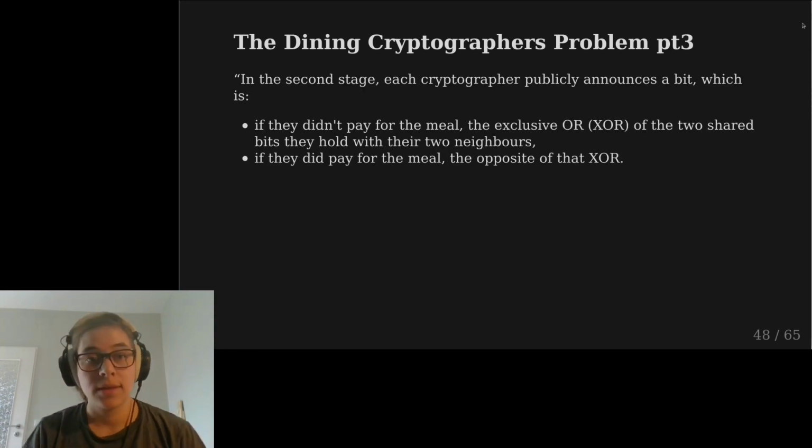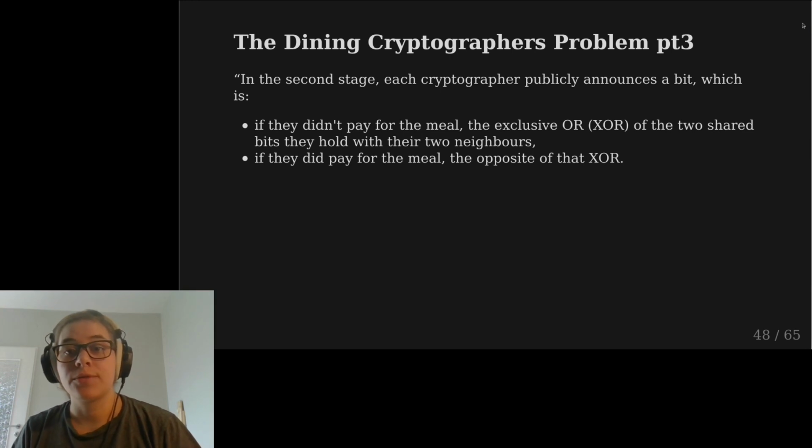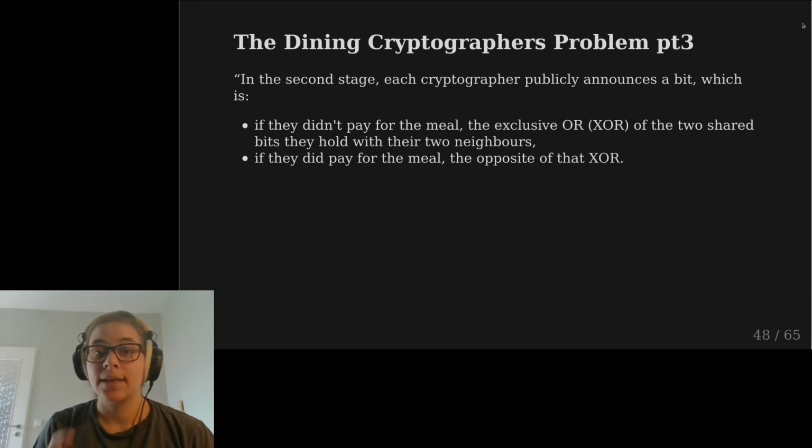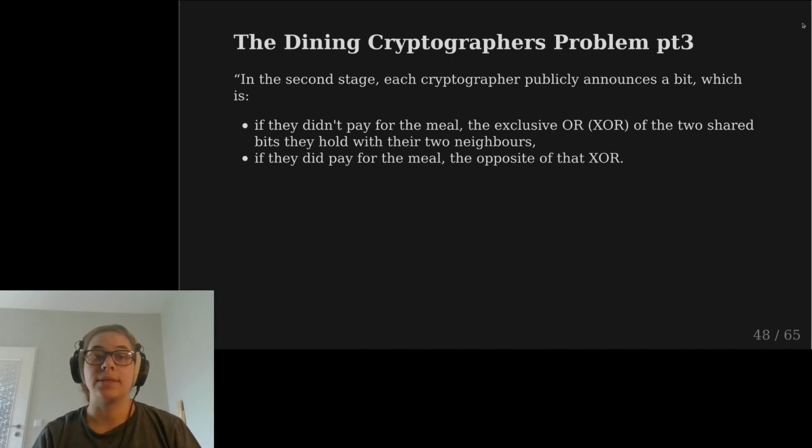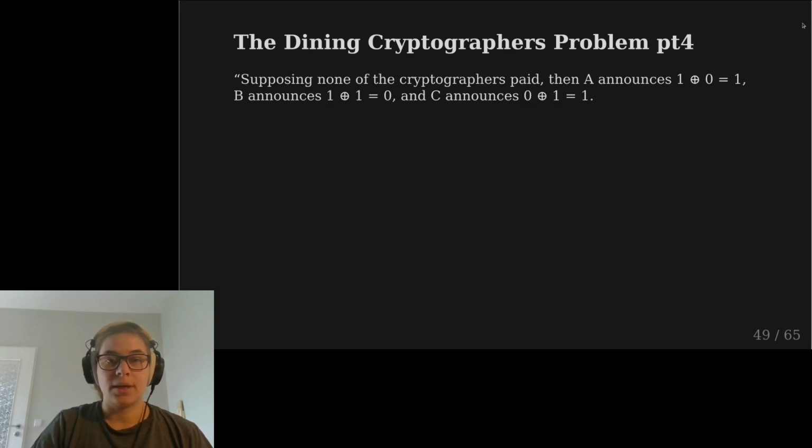Next is the second stage. In the second stage, each cryptographer publicly announces a bit, which is, if they didn't pay for the meal, the exclusive OR of the 2 shared bits they hold with their 2 neighbors. On the other hand, if they did pay for the meal, they announce the opposite of that. Okay, so let's go through our example. Supposing none of the cryptographers paid, then A announces 1, B announces 0, and C announces 1.